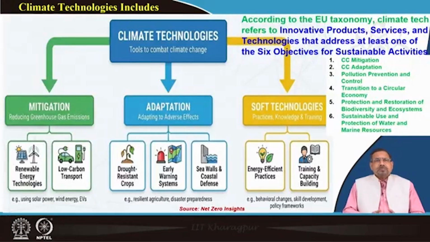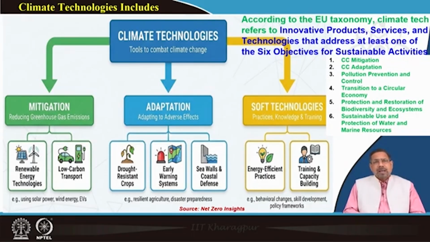So now, if we put them under three different subheadings, in terms of climate technology that gives us the tools to combat climate change, this can be discussed under three broadly: mitigation, adaptation, and sub technology, as you can see from the depiction. In terms of mitigation, renewable energy technologies and low carbon transport all fall under the mitigation technologies, using solar power, wind energy, and EVs.